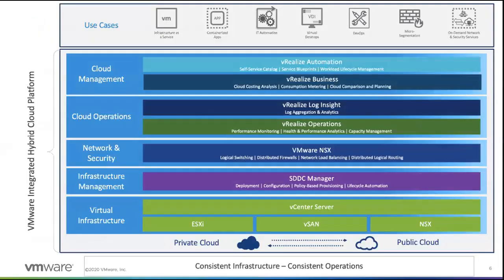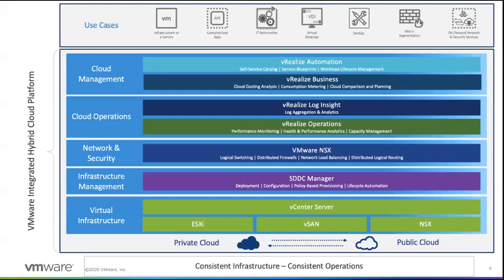We'll now see the different VMware products and how they come together to form the hybrid platform. So at the infrastructure layer, you have your ESXi, your vSAN, you have your NSX, and then we have the vCenter that manages the ESXi components. To manage the infrastructure, we have the SDDC Manager, from where you can do the deployment, configuration, lifecycle automation, and other functions.